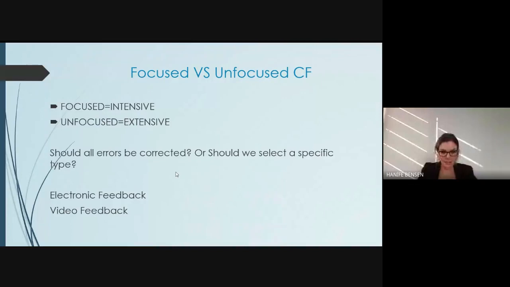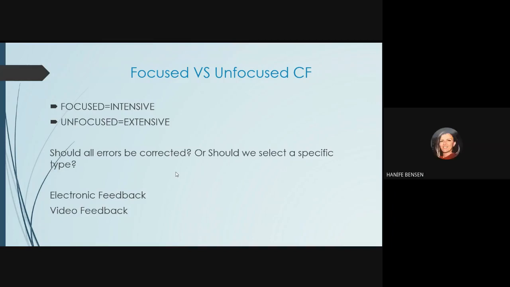Apart from oral corrective feedback and written corrective feedback, we have the term electronic feedback. Now, in electronic feedback, the teacher highlights an error and provides a hyperlink to a concordance file that provides examples of correct usage.